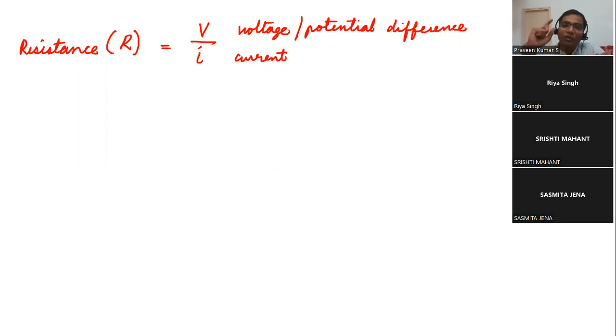So in the case of flow of charges also, in the case of current, voltage or potential difference, the word difference means it is almost analogous to this example. The greater the height difference, the faster it will flow. Similarly, in circuits, the greater the voltage or the potential difference, faster charges will flow or more charges will flow.